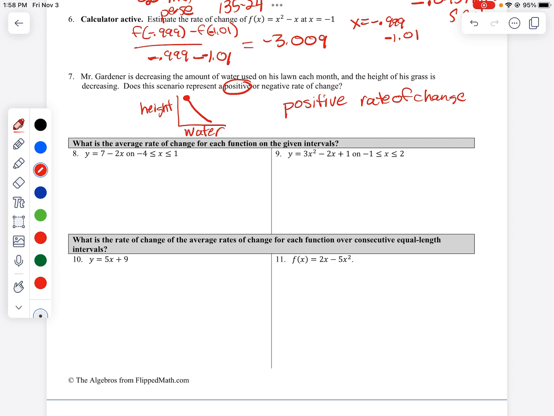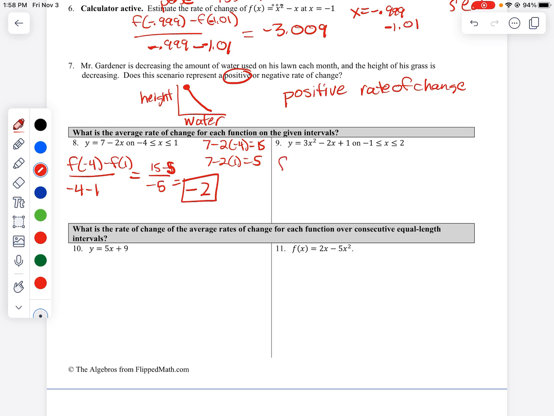All right, find the rate of change on this function. So let's do f of -4 minus f of 1 all over -4 minus 1. If we plug in -4, 7 minus 2 times -4, that would be 15, and plug in 1, 7 minus 2 times 1 is 5. So 15 minus 5, so 10 over -5 is -2.